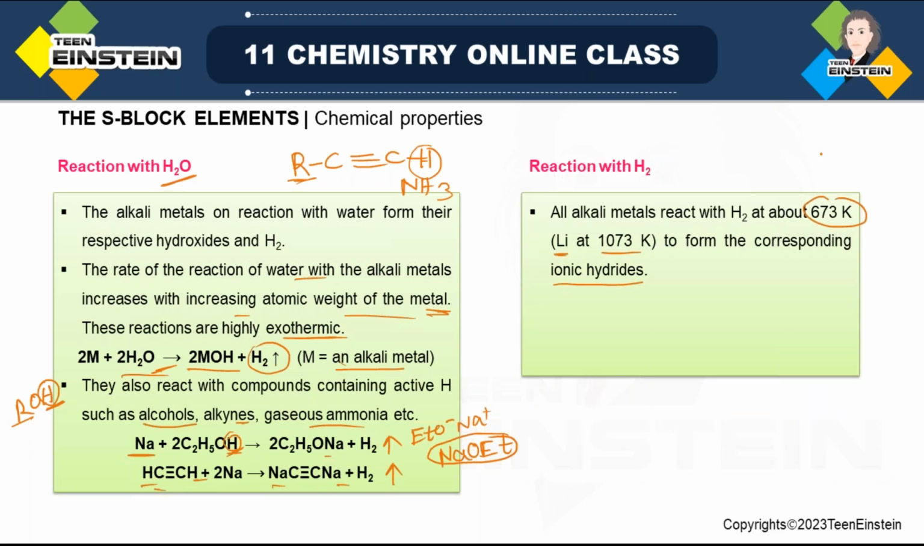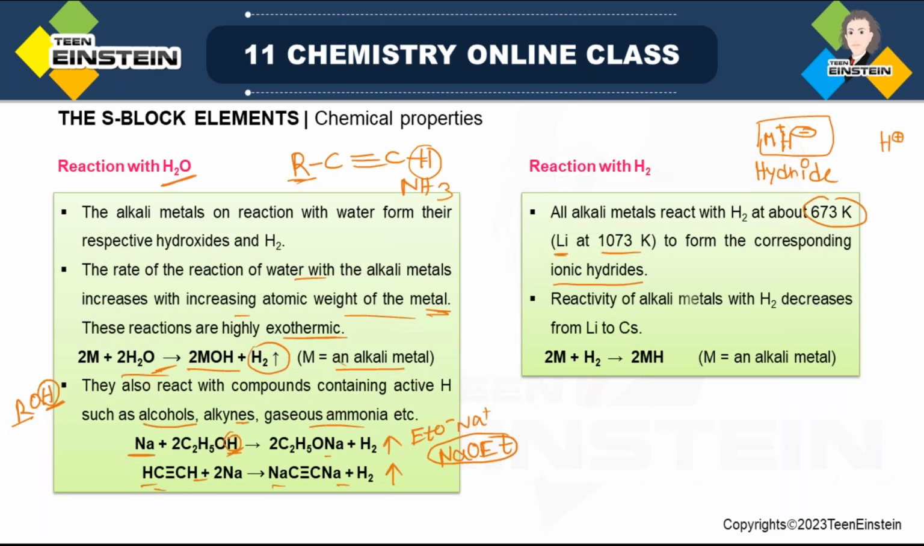Now, what is hydride? Hydride means a hydrogen atom carrying negative charge. When hydrogen carries positive charge, we call it proton. But when it is carrying negative charge, we call it hydride. So with this hydride there will be an alkali metal, and the formula should be MH, M plus H minus. Reactivity of alkali metals with hydrogen decreases from Li to Cs.